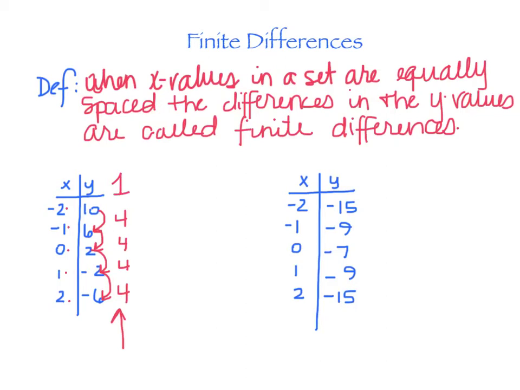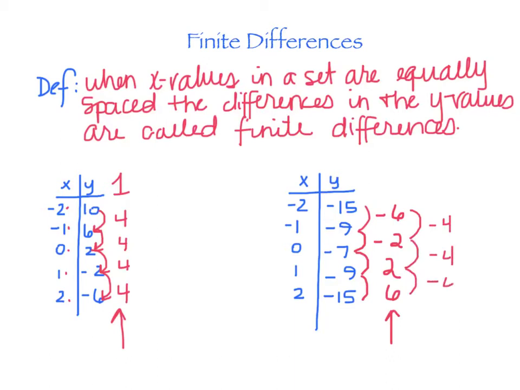Okay, now let's look at this next example. Negative 15 minus negative 9. Negative 9 minus negative 7. Negative 7 minus negative 9. And negative 9 minus negative 15. Okay, so those are finite differences, but they're not the same. So let's look and see what happens in the next set. Negative 6 minus negative 2, negative 2 minus 2, and 2 minus 6. So they finally all match the second time.